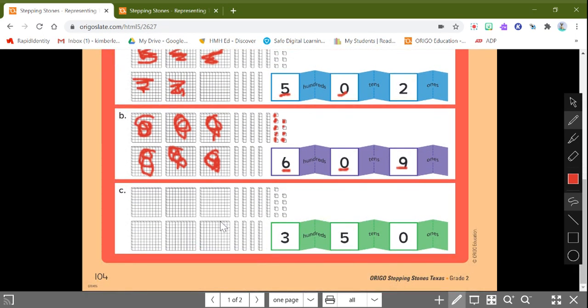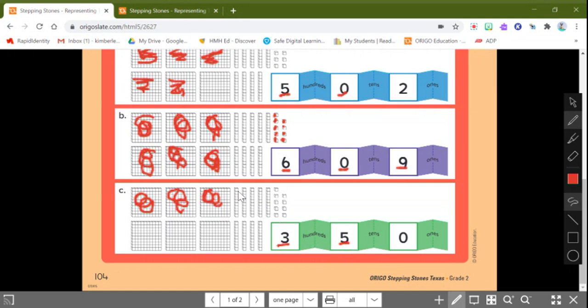So you know what? Let's do this last one. There's only one left on the page. So let's look at 350. So I'm going to color in 3 hundreds blocks. 1, 2, 3. And then I have to color in 5 tens blocks this time.